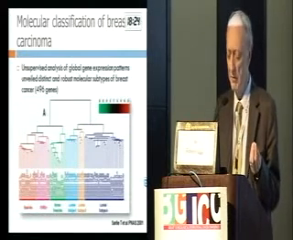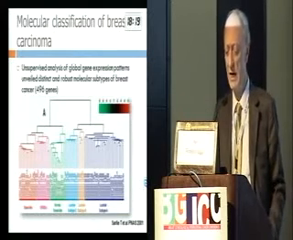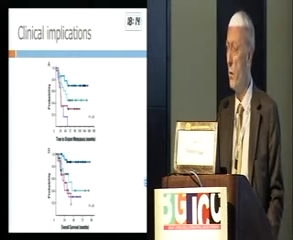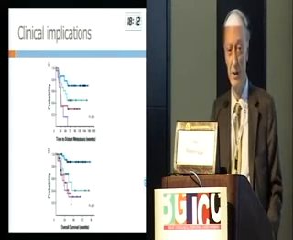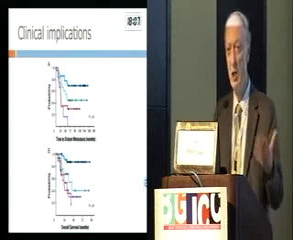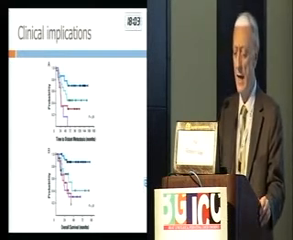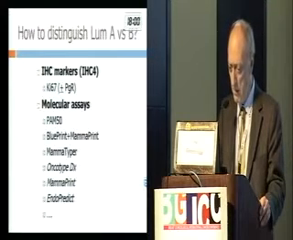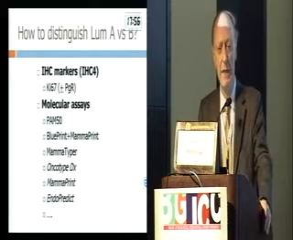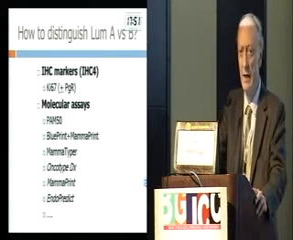So this is interesting from a biological point of view, and of course it is also interesting from a clinical point of view, because we know that this classification has important clinical implications: luminal A's have a very good prognosis, whereas luminal B's have a worse prognosis. So one of the problems that we have is how can we distinguish between luminal A's and luminal B's?